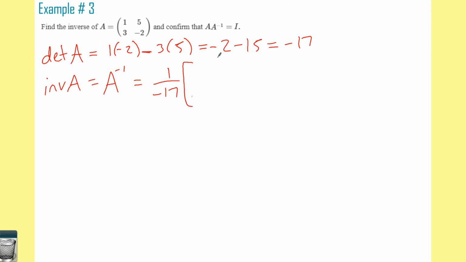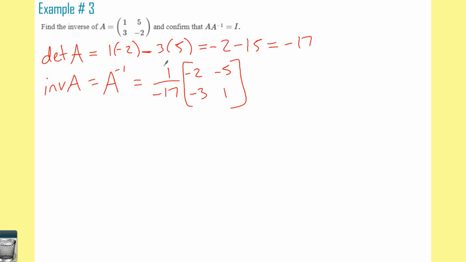And then what we do is we take a new matrix, you flip the 1 and the -2, and you change the sign for the right diagonal. So that's now -5 and -3. All right, so this is the inverse matrix.